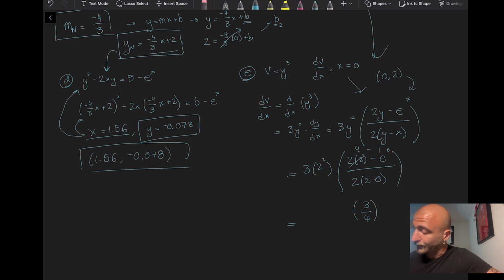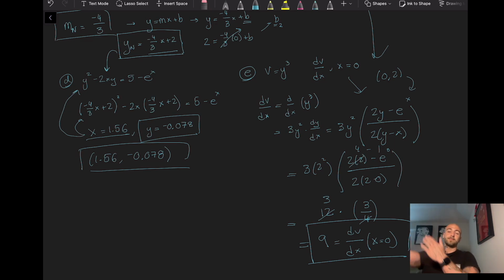And this first term, 3 times 2 squared: 2 squared is 4, 3 times 4 is 12. So we are left with 12 times 3/4. These are going to cancel out, leaving us with 3 times 3, which is equal to 9. So we evaluated dv dx at x equals 0, and we get 9. That's it. Done and dusted.